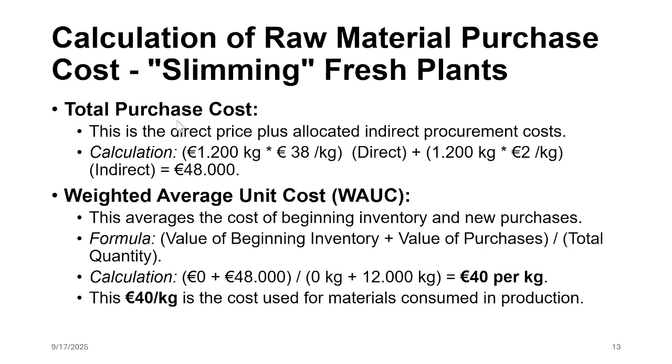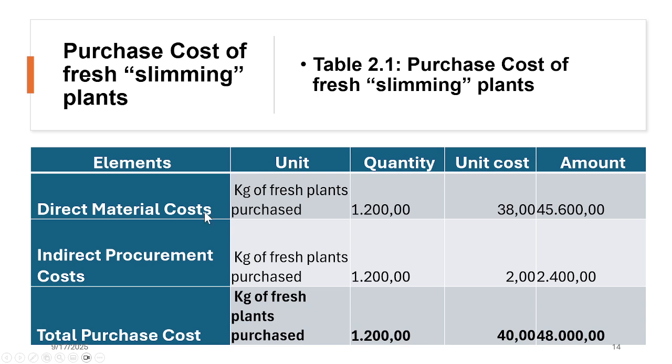Now we know that the total purchase cost should be the direct price plus the allocated indirect procurement cost, which means the indirect cost for the procurement center. So here we have the calculation like this. For the direct material cost, the unit driver here is a kilogram of fresh plant purchase. We have a quantity and a unit cost, so the total amount should be quantity multiplied by unit cost, so we have 45,600.